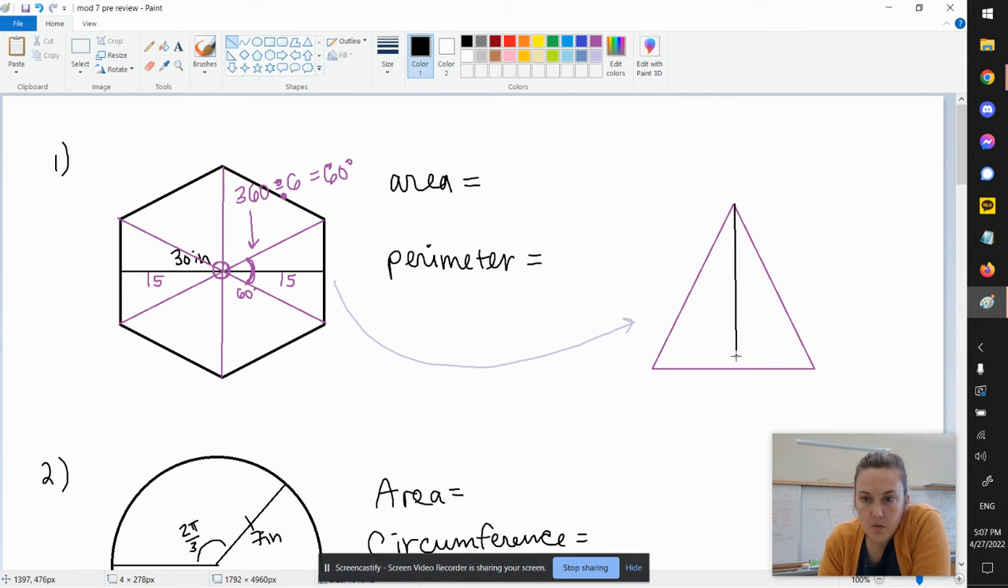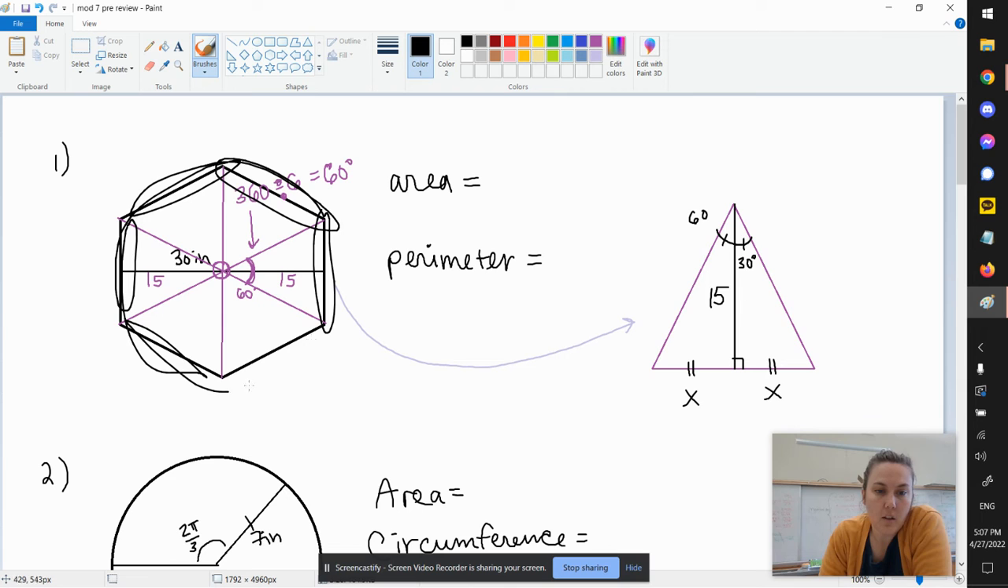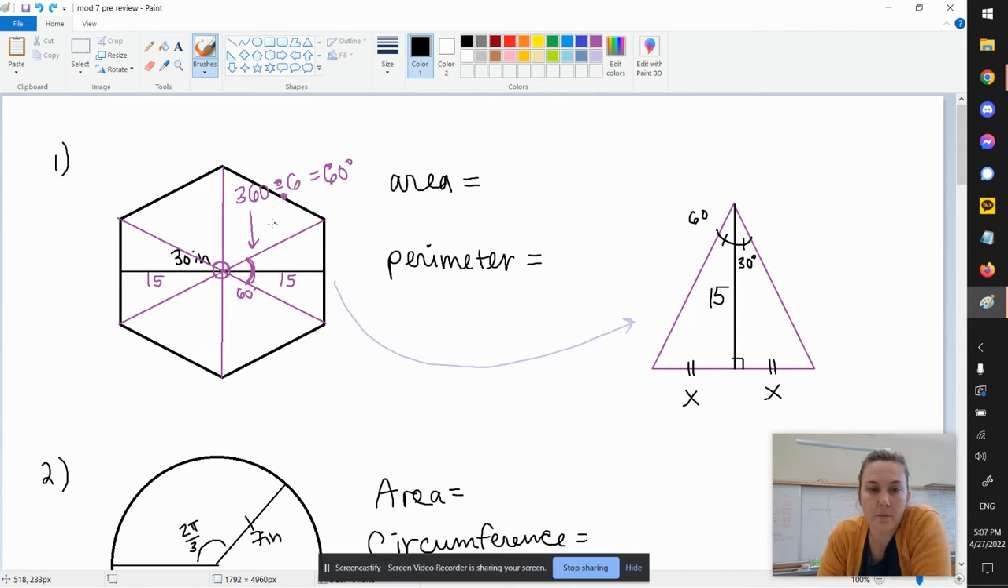I've got my altitude, which is the height. They told us that was 15, and this is a right angle. We know that this entire angle is 60, so if we cut it into 2 pieces, each of them is 30. And what we desperately want is this base side length, because if we get the base side length, we can add them all together and get the perimeter. Also, the way to find the area of each of these triangles is the base of the triangle times the height. We've already got the height, we just need the base.